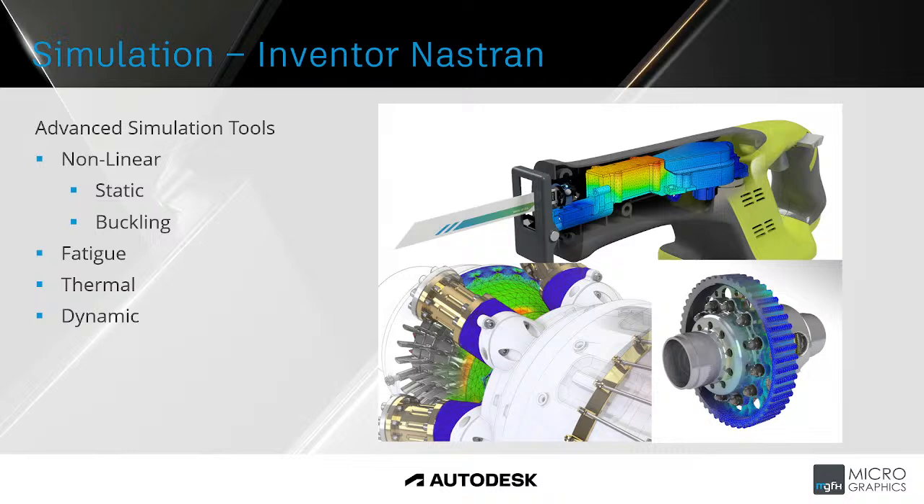So within Nastran, we can do non-linear simulations. Now, this is just a few of the highlights. This is not everything it can do, but we can basically look at non-linear, which includes static loading or even buckling or dynamic loading. We can do fatigue analysis, thermal analysis, as well as dynamic loading. And so on the right-hand side, we just have a few examples of images of the simulations that can be done. These are all basically heat and time-based or load-based simulations within Nastran.